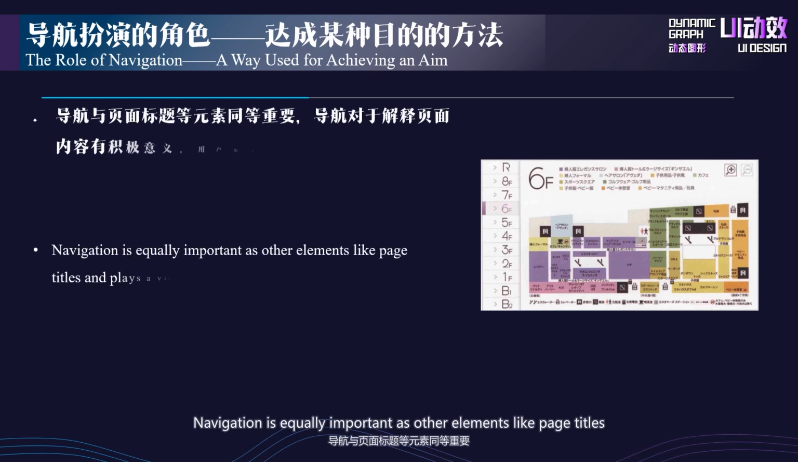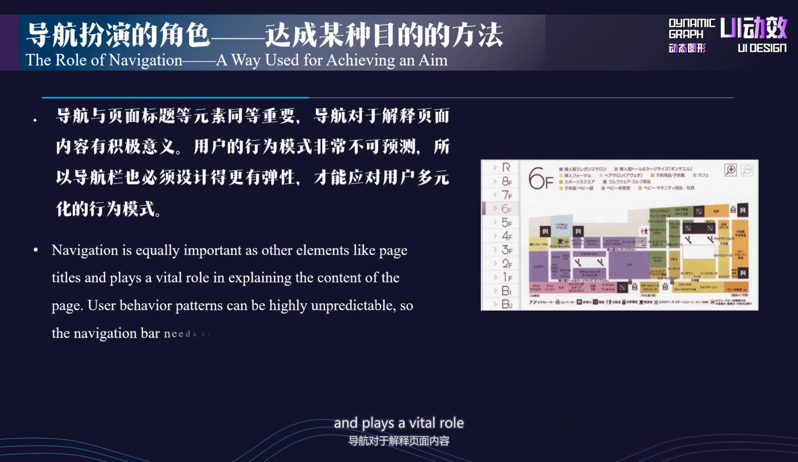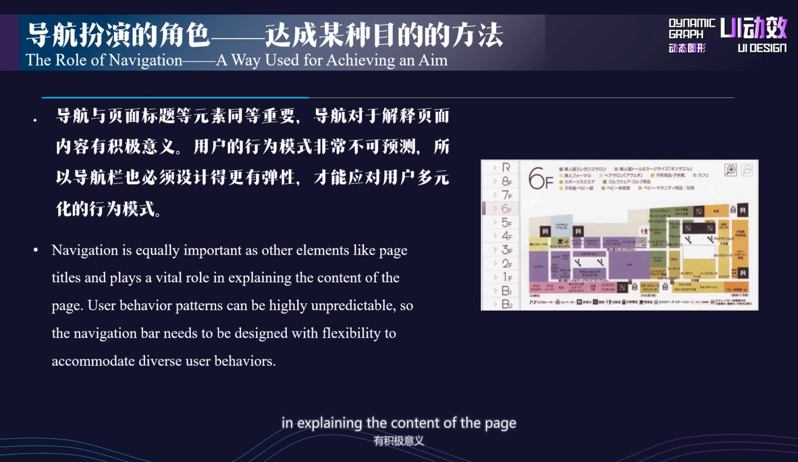Navigation is equally important as other elements like page titles and plays a vital role in explaining the content of the page. User behavior patterns can be highly unpredictable, so the navigation bar needs to be designed with flexibility to accommodate diverse user behaviors. This is a guide map of the shopping mall. If we compare the entire floor plan of the mall to a global navigation bar, then the detailed maps of individual floors can be seen as the regional navigation bars. Users can understand the types of products available on each floor and how to navigate there.